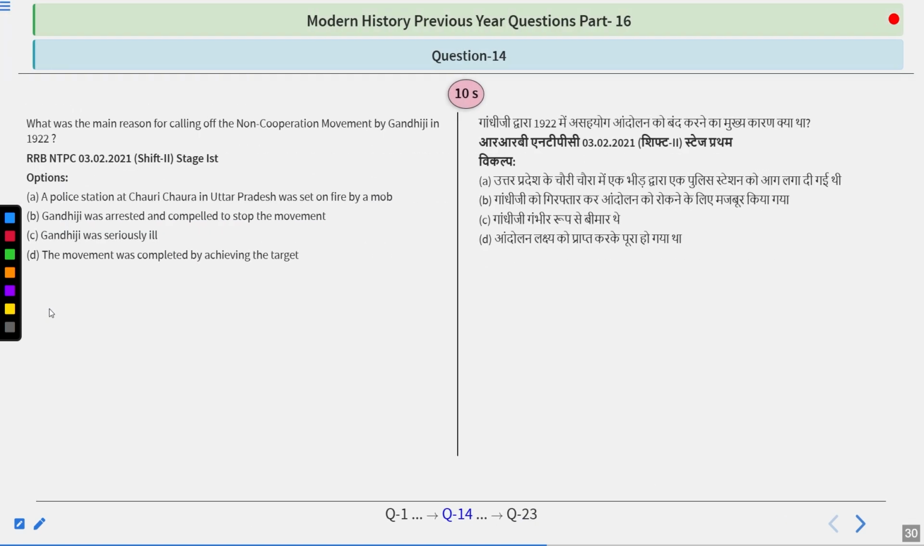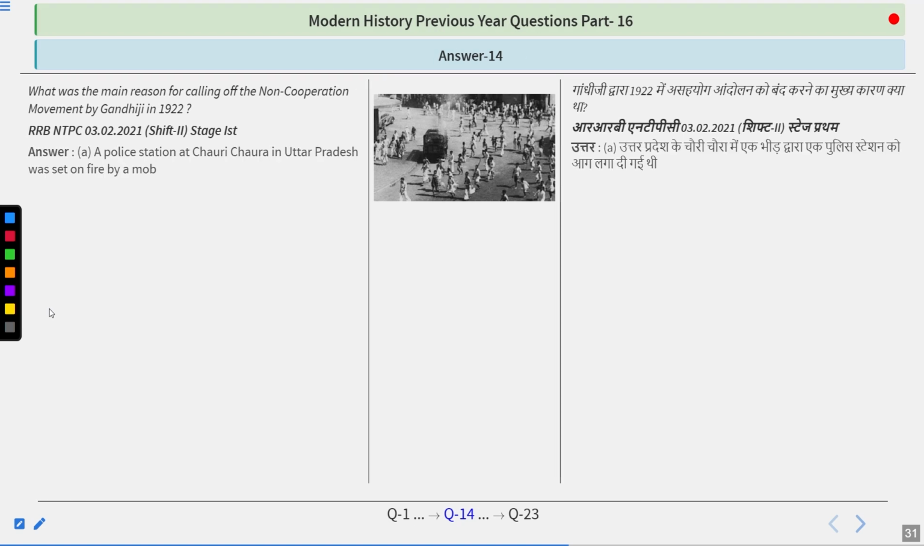What was the main reason for calling off the non-cooperation movement by Gandhiji in 1922? Police station at Chauri Chaura in Uttar Pradesh was set on fire by a mob. Gandhiji was arrested and compelled to stop the movement. Gandhiji was seriously ill. Movement was completed by achieving the target. Think about it. So I guess the answer you are thinking is also correct because the answer is a mob.